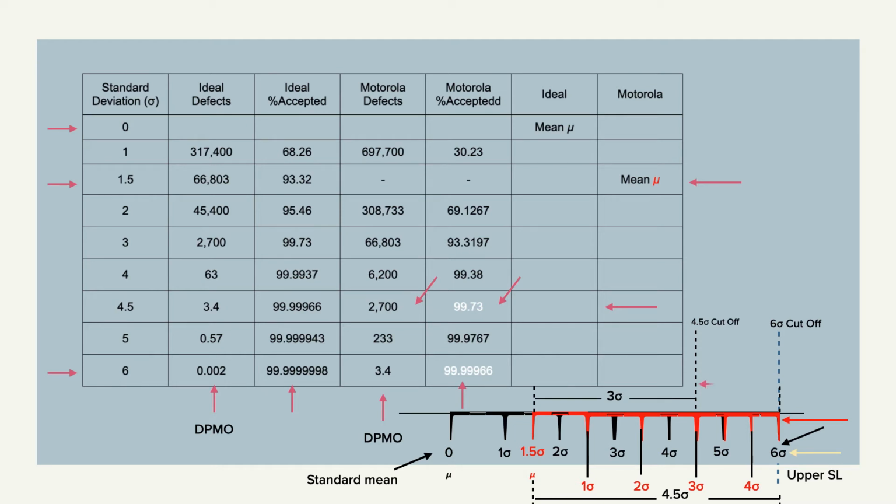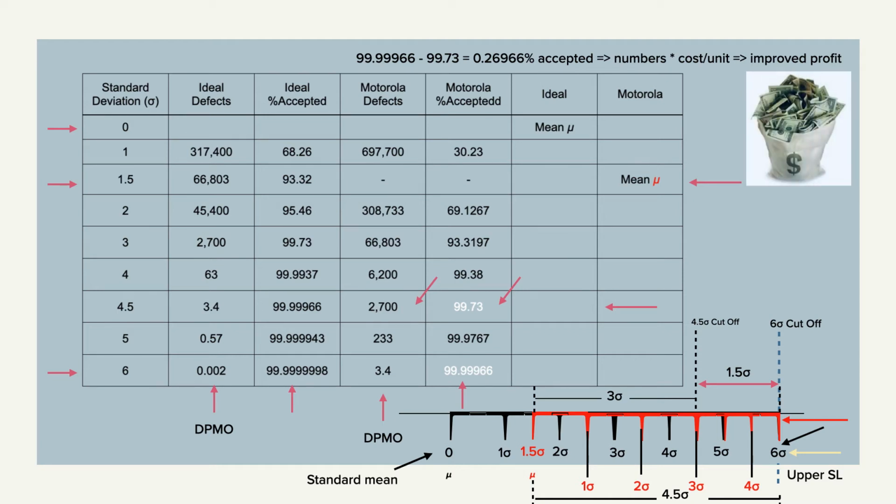This way, the Six Sigma method eliminates variations by including 1.5 sigma worth of percent accepted. So what you do is get this difference in percentage by subtracting 99.73 from 99.99966, and change the percent to a number and then multiply with the cost of a unit, and that's your profit. And we're talking about millions of dollars for billions of products produced.